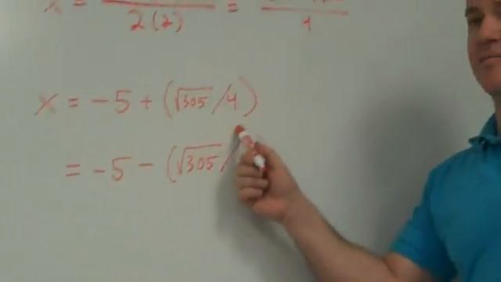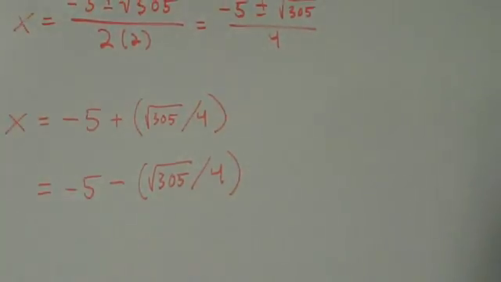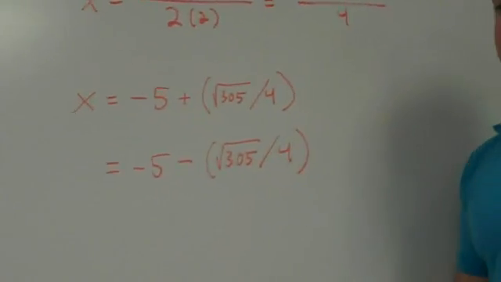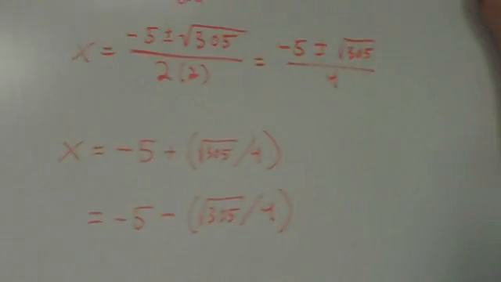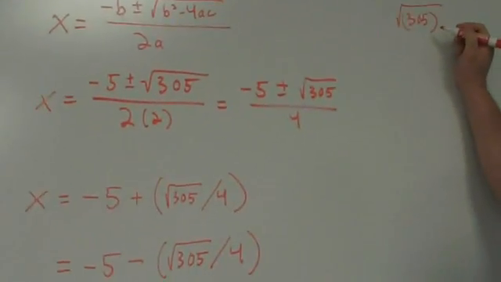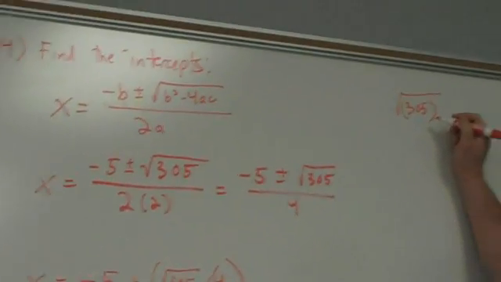But make sure this divided by 4 is not under the radical. What do you mean? It could be, it wouldn't be hard. You have to close your parentheses on your calculator after the 305. Otherwise, your calculator will do it in the wrong order.